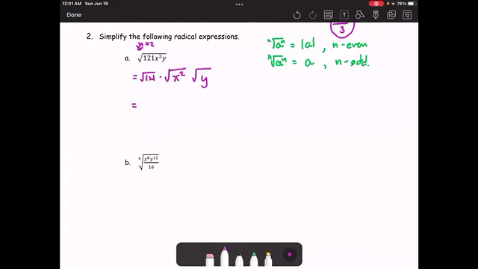For the number 121, 11 raised to the second power is 121. So then for the number portion, we have the result as 11. And then since this is an even integer index, the square root of x squared will become the absolute value of x, where the square root of y has no change. Now we have the simplified radical expression for part A as 11 times the absolute value of x times the square root of y.